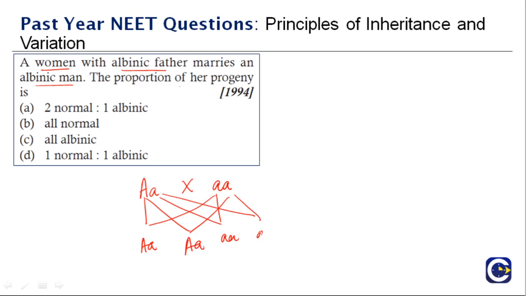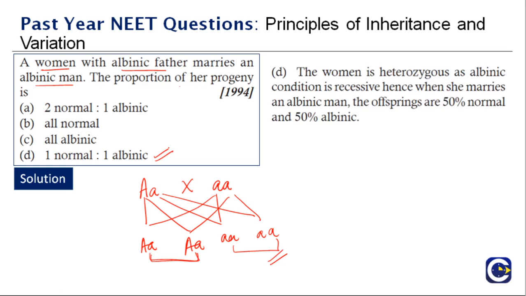Once you do the cross, you have the answer. So they are two carriers and two albinic. Carriers are also normal. So the right option here will be one normal and one albinic. The woman is heterozygous as albinic condition is recessive. Hence, when she marries an albinic man, the offsprings are 50% normal and 50% albinic. So the right answer is option D.